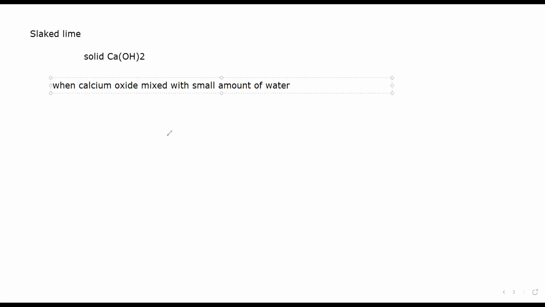So what is the result? The calcium oxide, which is solid, is mixed with a small amount of water. Because there is not too much water, it cannot dissolve this. So what will form? It will form calcium hydroxide, but that calcium hydroxide will be in a solid state. What we call that is slaked lime. And what is lime water?